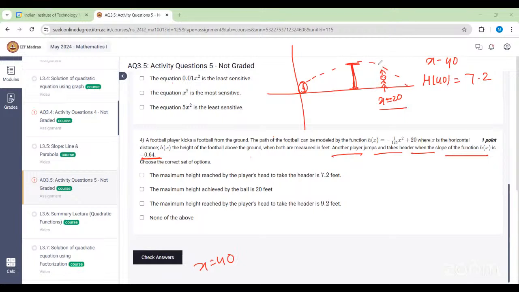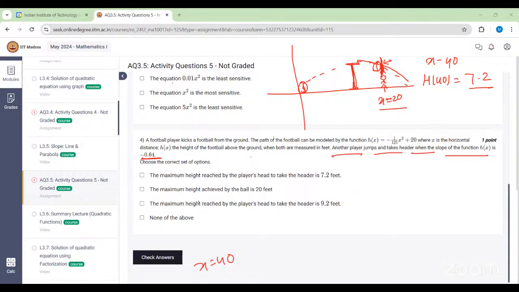If he wants to jump and take the header, he wants to hit this particular football, right? So that means he wants to get to that point where the football comes to hit his head, and it is only possible if he reaches the parabola. So he has to come to this point for hitting the football. Ultimately, we want to find the value of y where x equals 20. That is nothing but 7.2. That means the maximum height reached by the player's head to take the header is 7.2 feet. Okay, is that okay? Yes, ma'am.